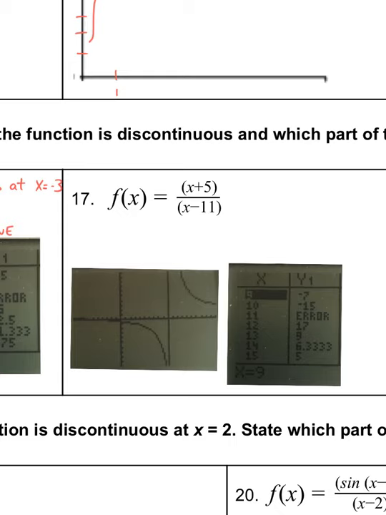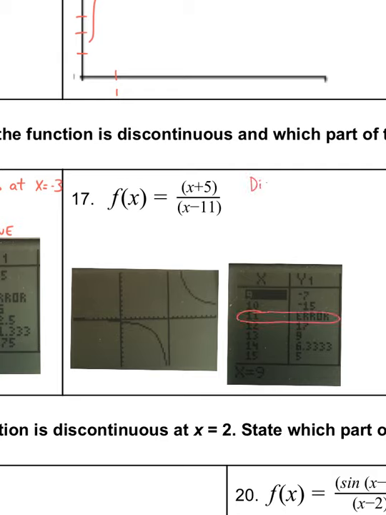Okay, number 17 is very similar to number 16. We definitely have a discontinuity at 11 because if I plug in 11, I'm dividing by 0. Here is a picture of the graph. I just changed my window out to 20 so I could see it, but this is definitely a vertical asymptote here at x equals 11. So we can see it on the graph. We can also see it in the table right here. There is our discontinuity.